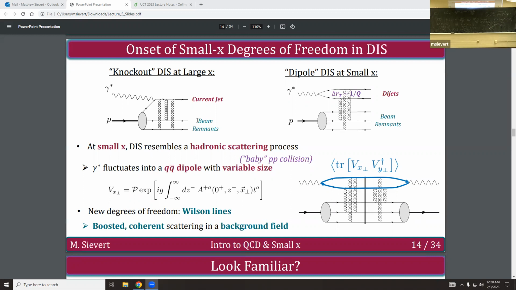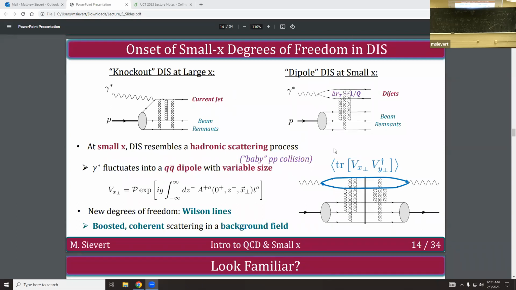But if you go to much, much higher energies and much, much lower x, you run out of valence quarks. If I have a photon that comes in with x of 10 to the minus 3, there aren't really any valence quarks with x of 10 to the minus 3. And so in that case, instead of this knockout process, you become dominated by the next to leading order process.